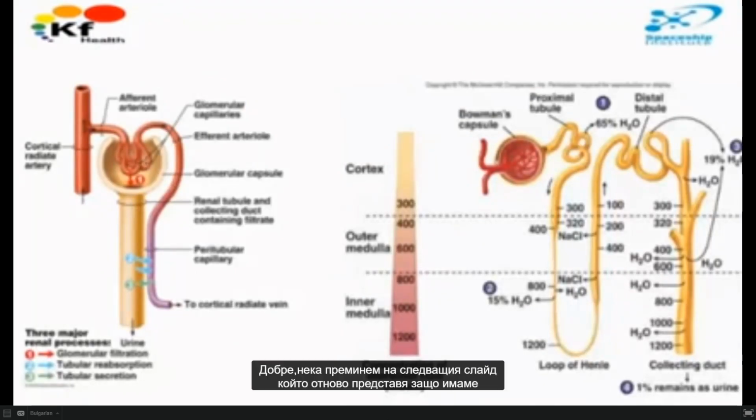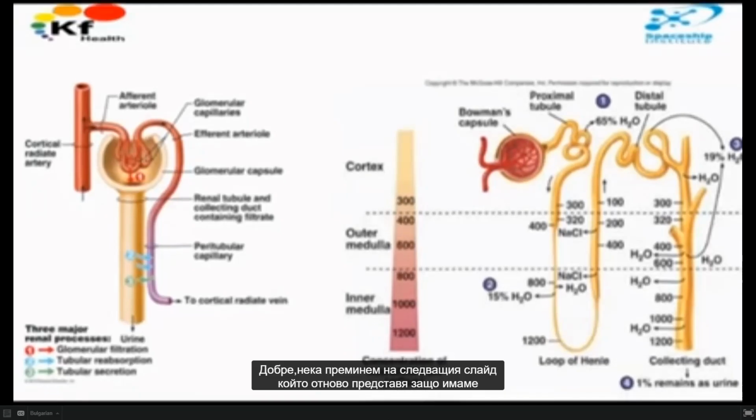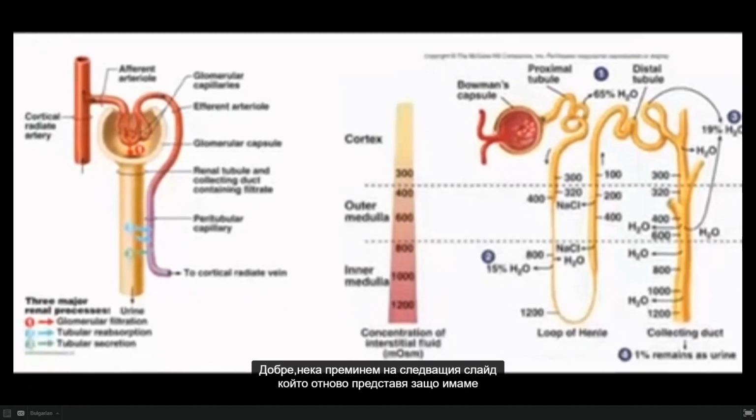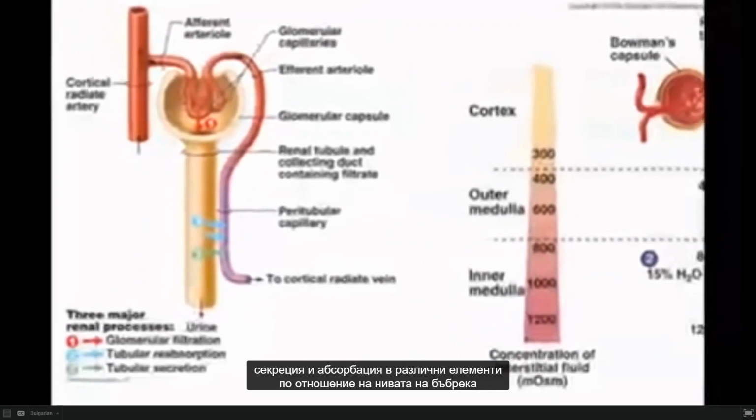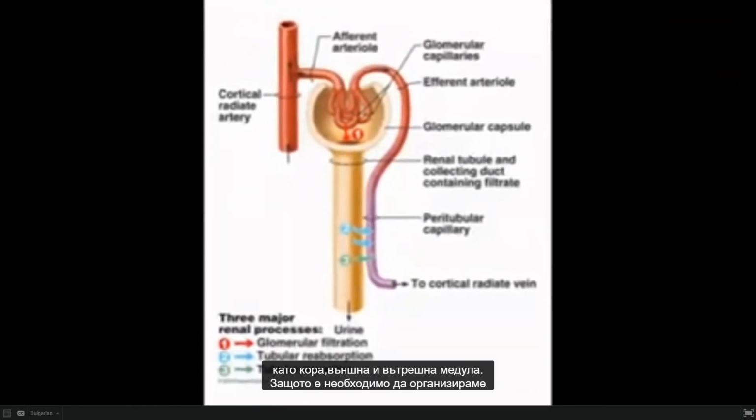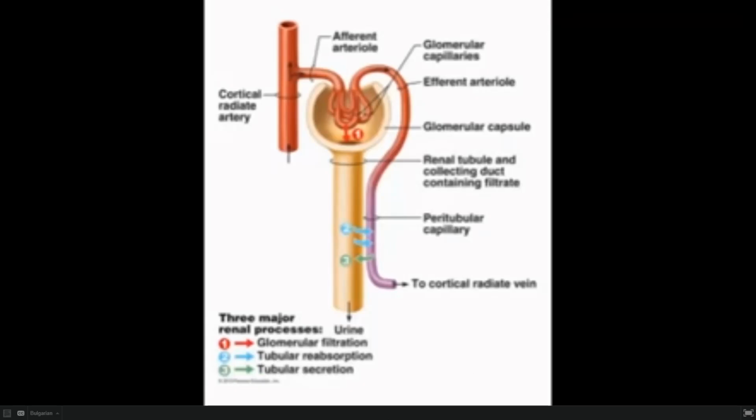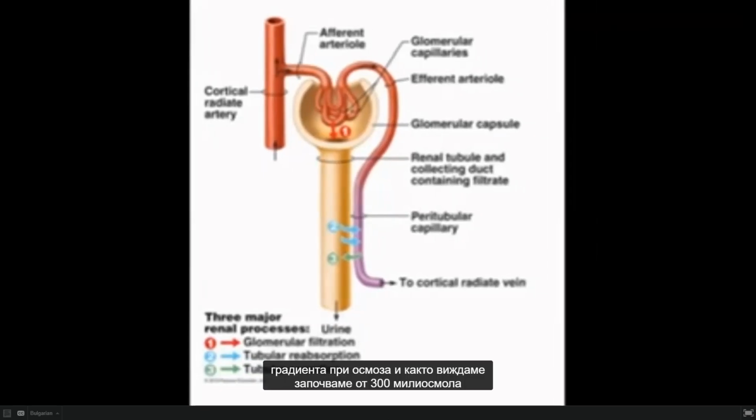Okay, then we go to the next slide. The next slide is a representation again of why we have secretion and absorption of different elements regarding the levels of the kidney, like the cortex, outer medulla, and inner medulla. It is because we need to organize the osmotic gradient.